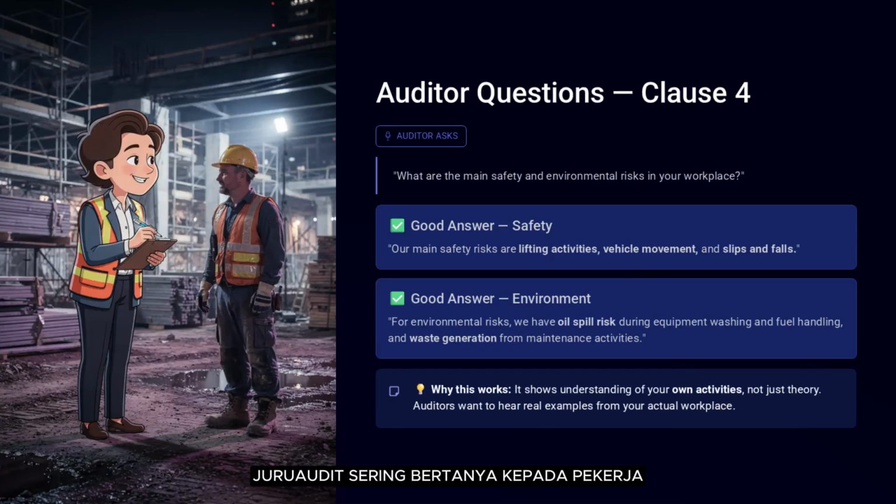Auditors often ask employees about safety and environmental risks in their workplace. For example, common safety risks may include lifting operations, vehicle movement, or slips and falls. Environmental risks may include oil spills during equipment washing or waste generated during maintenance activities. When answering audit questions, it is always best to give examples based on your real workplace activities. Auditors want to see that employees truly understand their work environment.